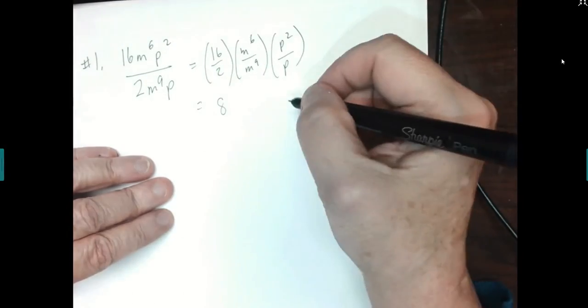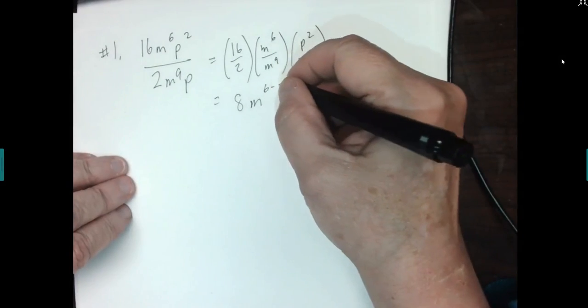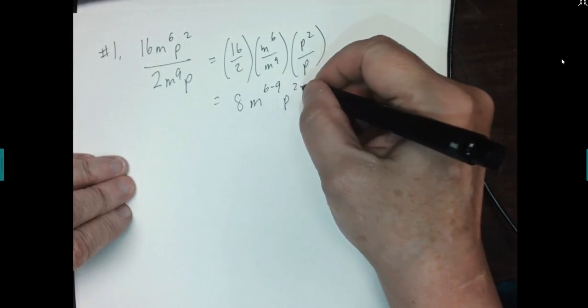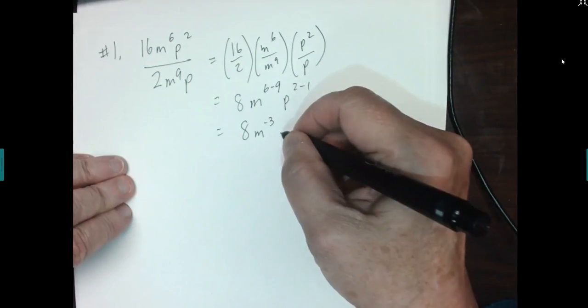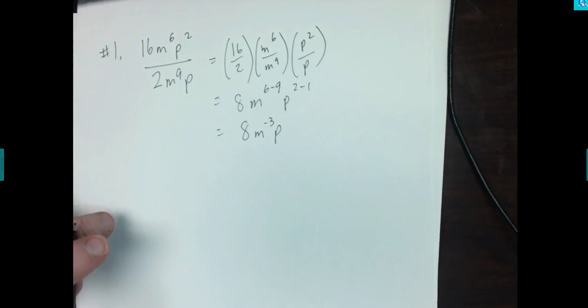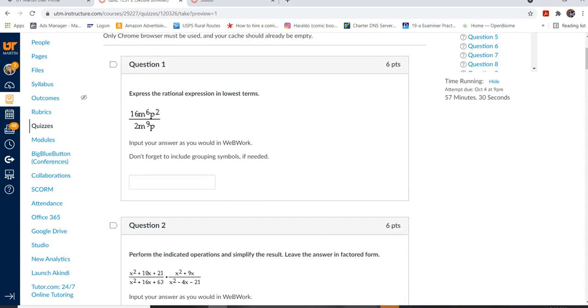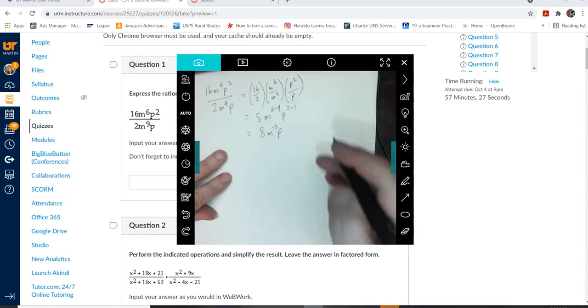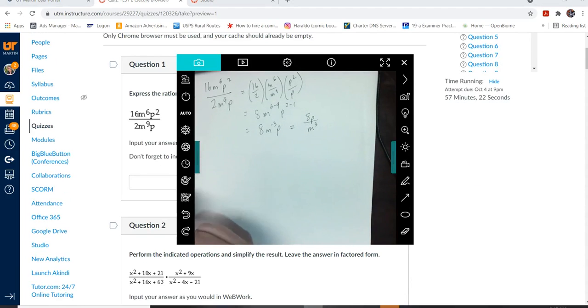And so that's going to give me 8. This is going to give me that. And so I'm going to get that times that. And I think the instructions said only to use positive integers. Okay, so I'm going to write this as 8p over n cubed. Let's see how it likes that.